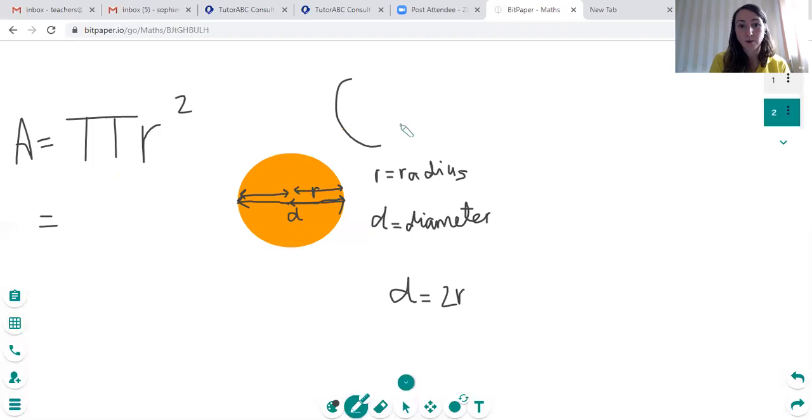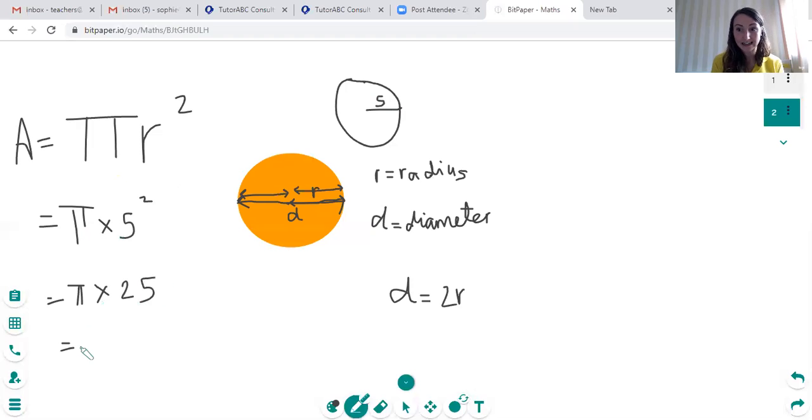So if we had an example here, and my radius is 5, to work out the area, I would do pi times 5 squared. So then that would be pi times 25. Now, if I'm estimating that, and it's in a non-calculator paper, I could use pi at approximately 3 and say 3 times 25 is 75. So that would be my approximate.